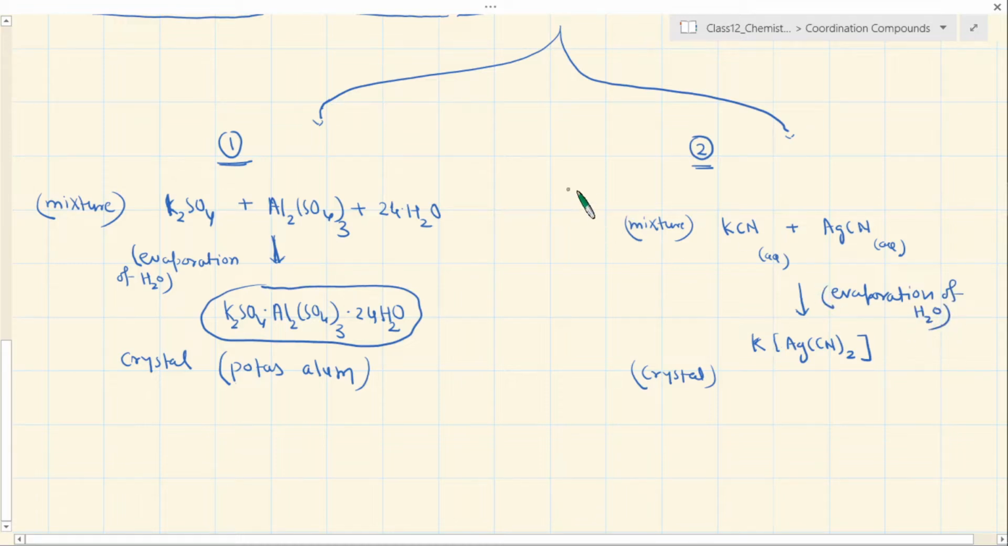So what you did in this experiment, in this scenario, is very clear. You take an aqueous solution of this, and then simply mix them in a certain 1:1 proportion, evaporate water, and you get only one substance, which is potash alum. Here also is the same thing. You take an aqueous solution of this, evaporate water, you get a substance with only one type of crystal. Okay, so this is clear.